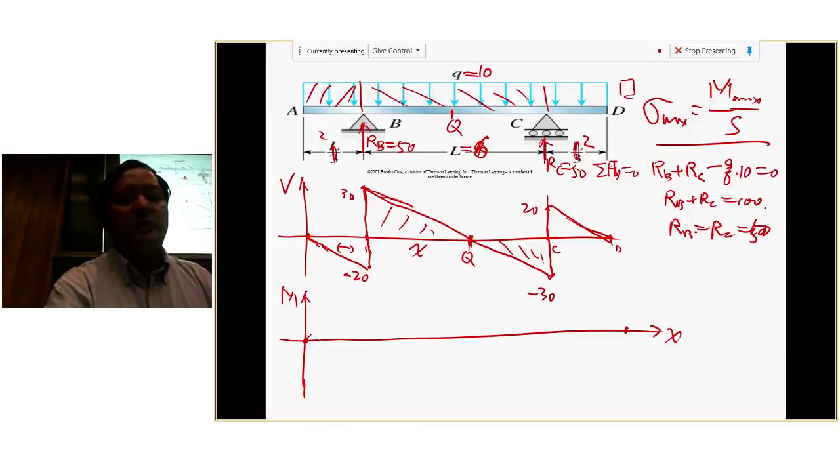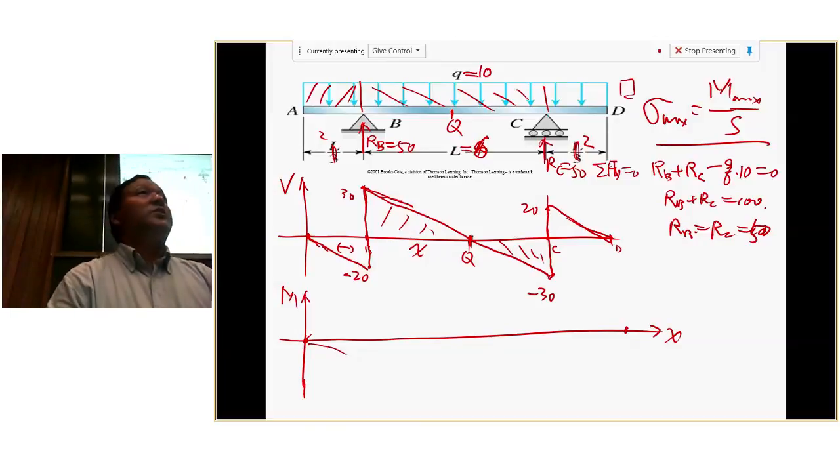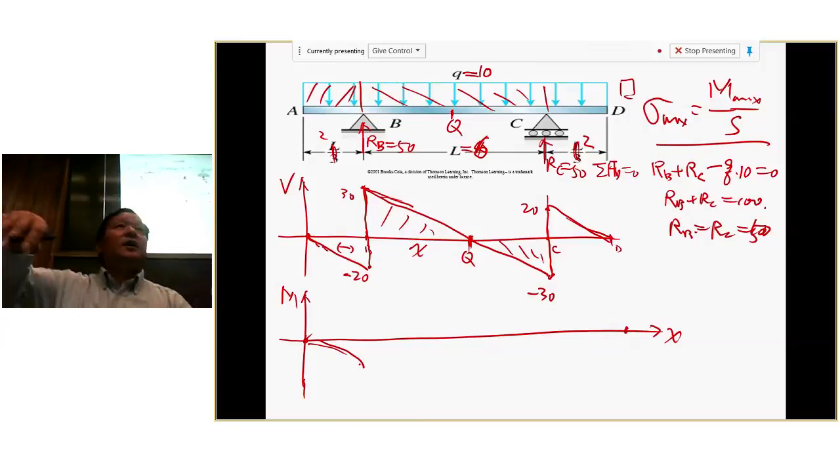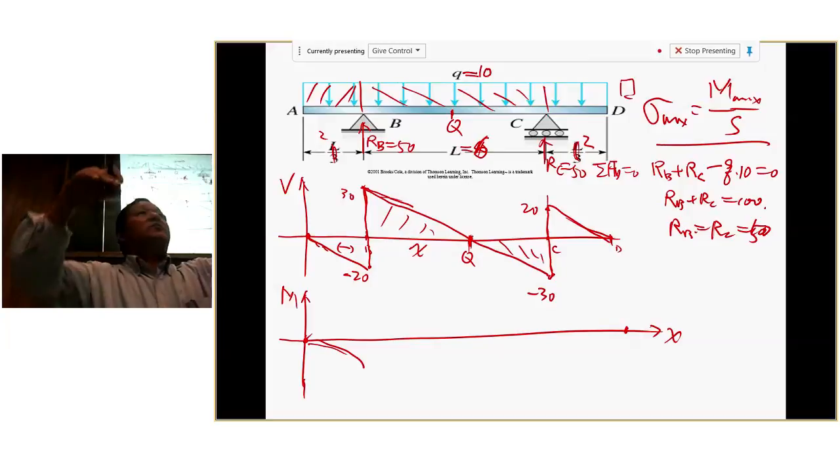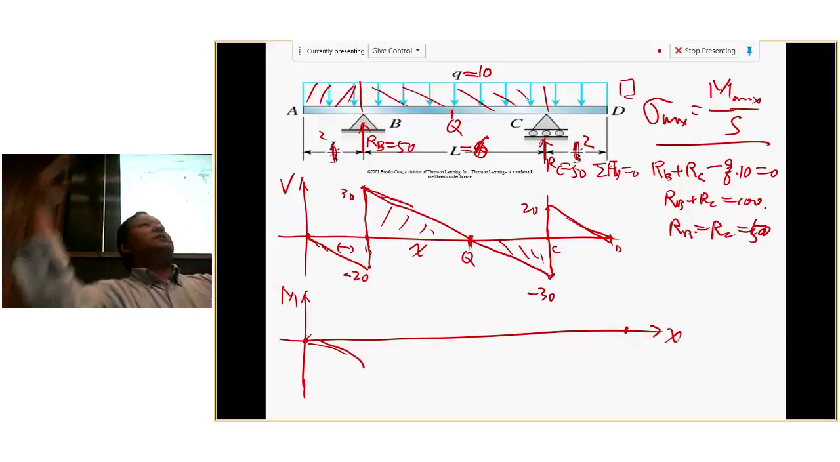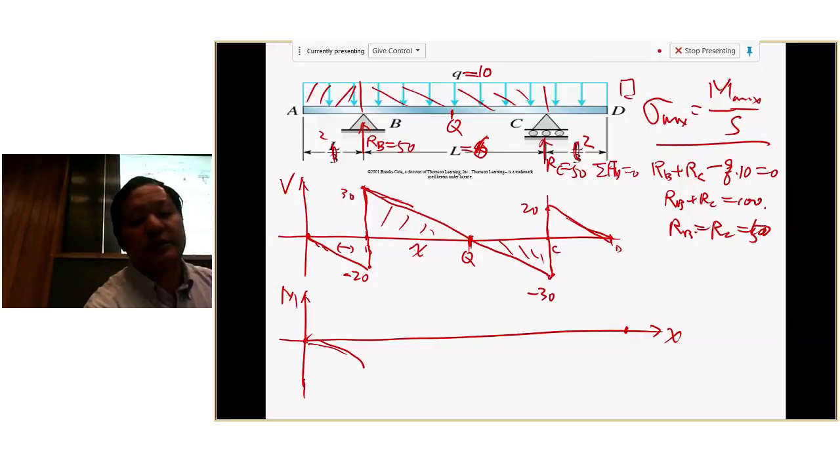You accumulate negative area, so the moment must be going down. But is it going down this way or the other way, concave? It is this way, right? We always say if q is pointing downward, then the concavity will be this way, right? So this is the correct way. So you'll go just like this here.